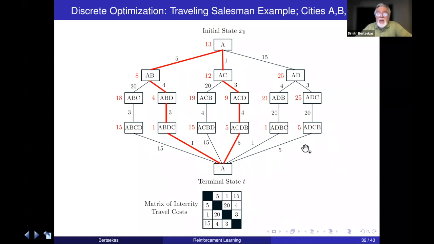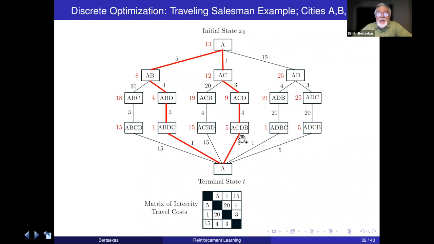So we put down all these numbers and we do dynamic programming starting from the terminal state, which is city A. Remember, we have to start from city A and come back to city A through one of these paths. That's according to the rules of the traveling salesman problem. So let's solve the tail subproblem. But this is a trivial problem because at each one of these states, after going through all cities, we have to return to city A, and the cost for that is fixed. There's no choice to be made. So from D going to A, it costs 15. From C going to A, it costs one, and so on. So we record the optimal cost of the tail subproblems of length one. These are the red numbers that you see here, 15, 15, and so on.